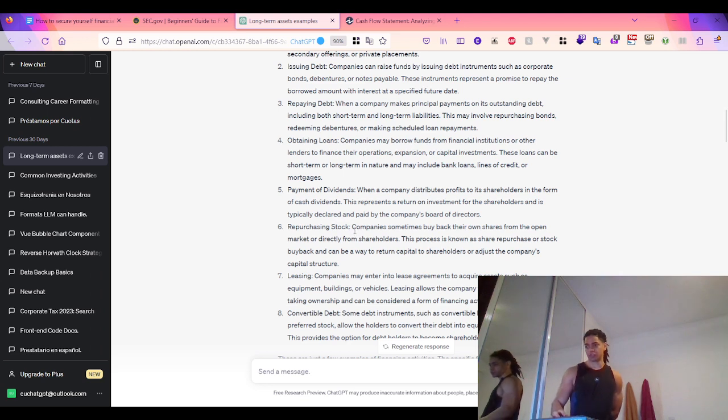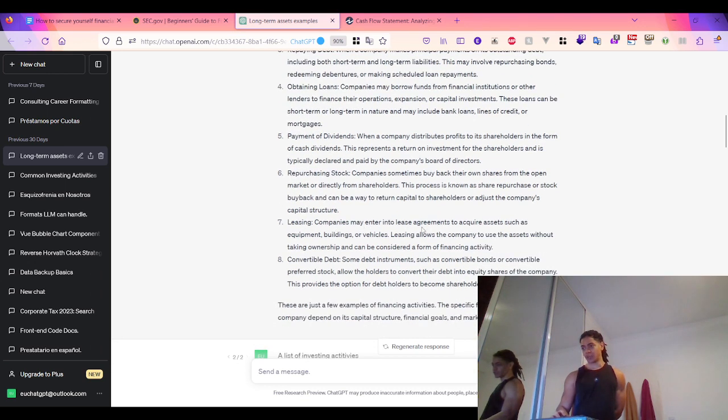Repurchasing stocks. Companies sometimes buy back their own shares from the open market or directly from shareholders. This process is known as share repurchase or stock buyback.